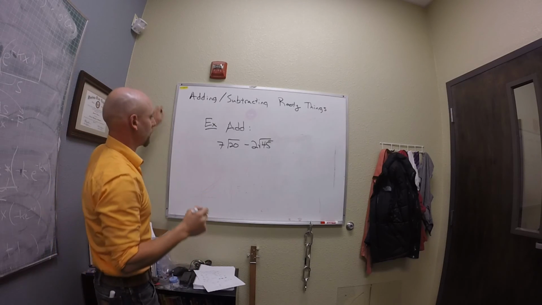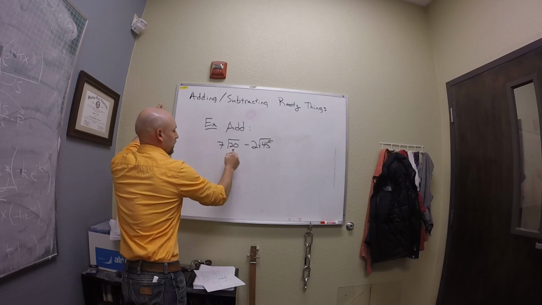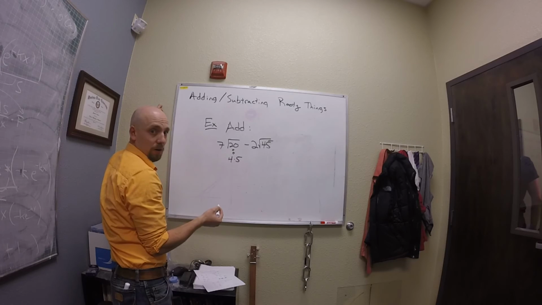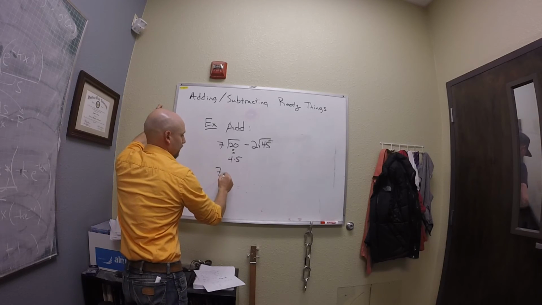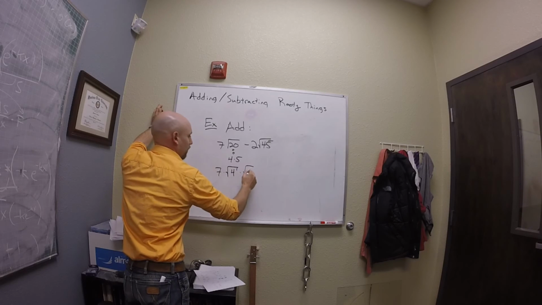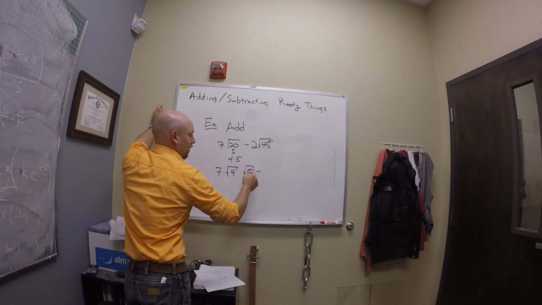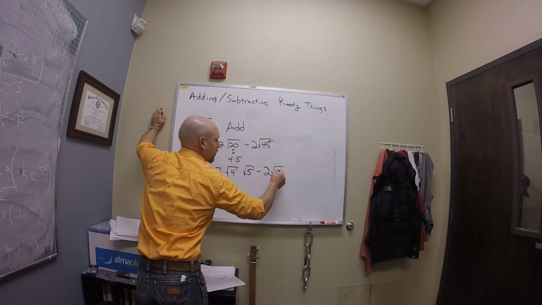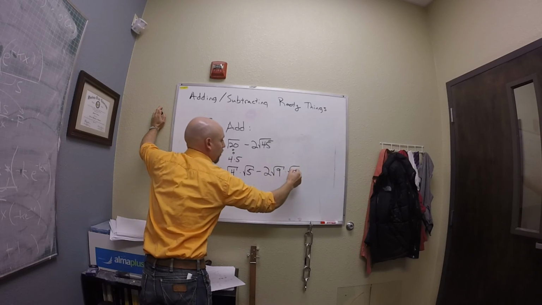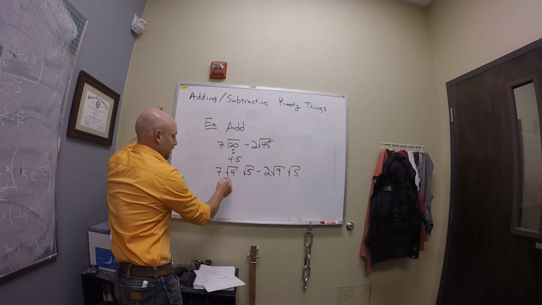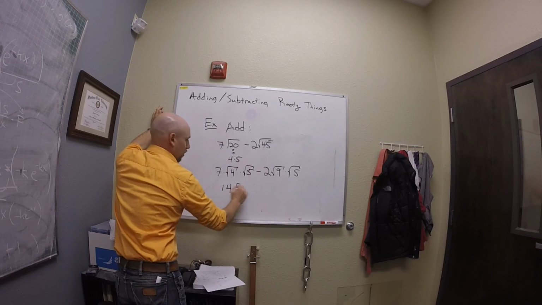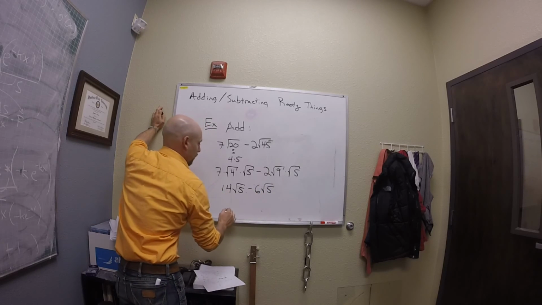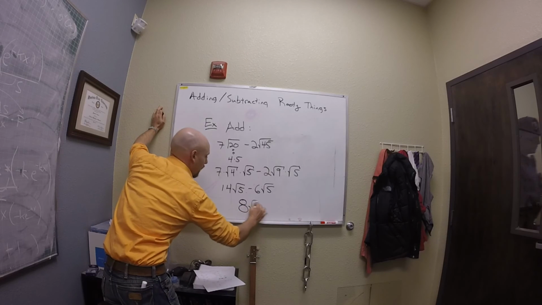Okay, so 20 is 4 times 5, and I know how to square root 4. So this is 7 times the square root of 4 times the square root of 5 for the first bit. And 45 is 5 times 9, so I can make that into 2 times the square root of 9 times the square root of 5. Then we can simplify a little bit here. So I get 14 square root of 5 minus 6 square root of 5, which is, all told, 8 square roots of 5.